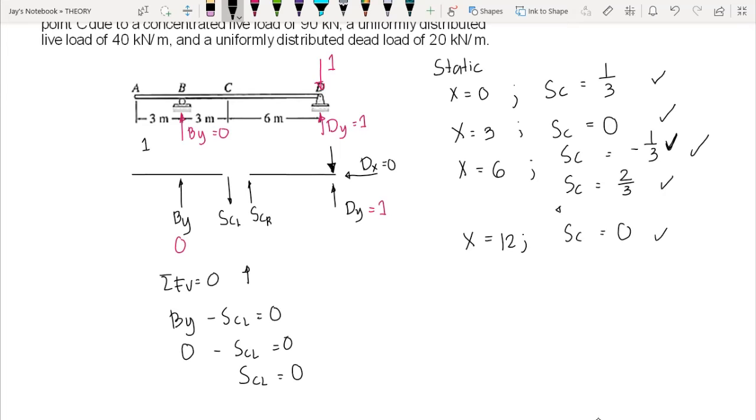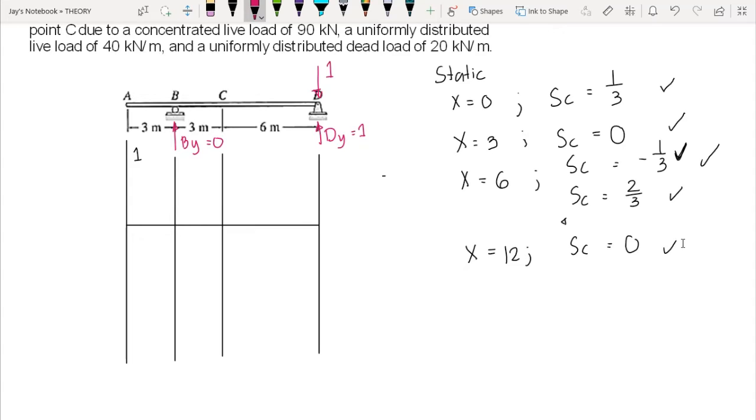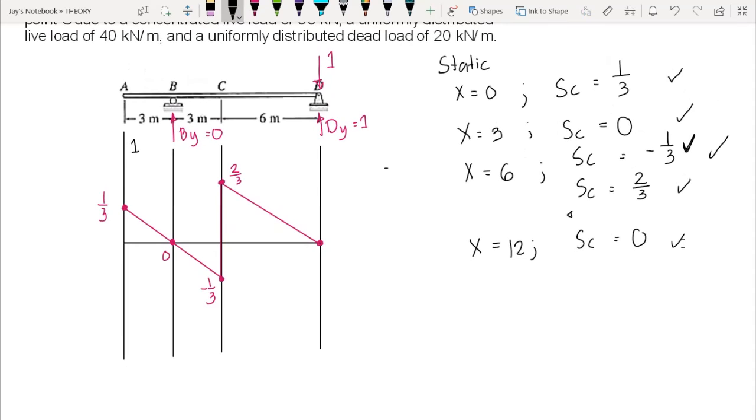So let's now proceed to the drawing of the influence diagram. When our x equals 0, our shear is 1/3, so that is positive, so that is upward. And when our x equals 3, we have SC is 0. And for our x equal to 6, we have SC is negative 1/3 and SC is 2/3. So we have negative 1/3 and 2/3. And for x equal to 12, we have SC here is 0. So we connect the dots. So we have here the influence line for shear at C.